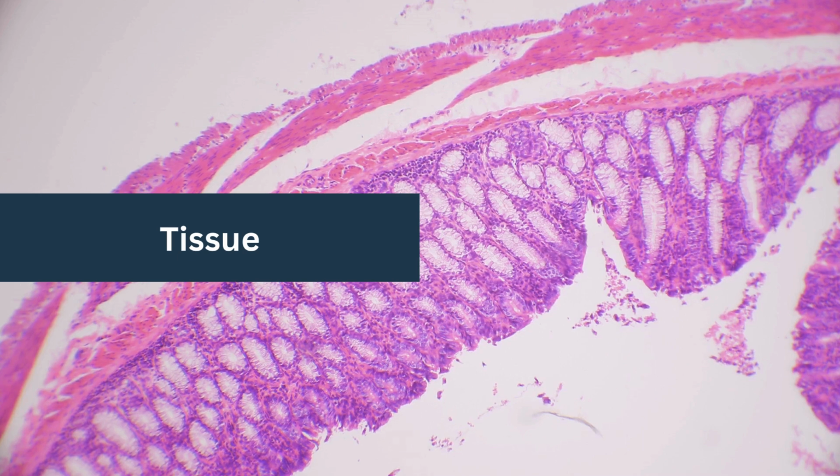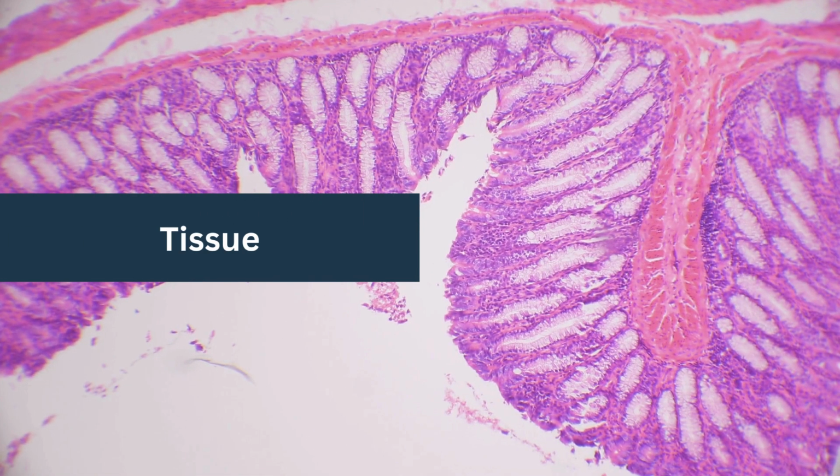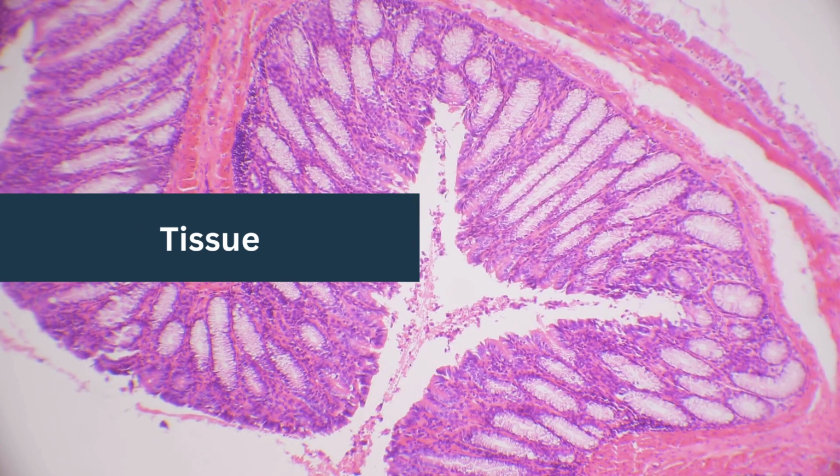Tissues are multiple cells that differentiate to form various types of tissues. The four main tissue types are connective, epithelial, muscle, and nervous tissue. Each type is made up of the same type or multiple types of cells.